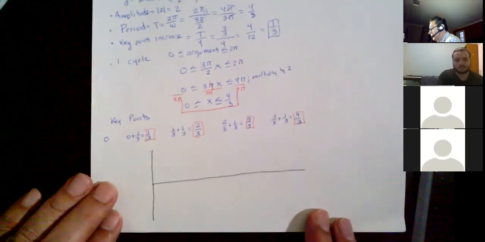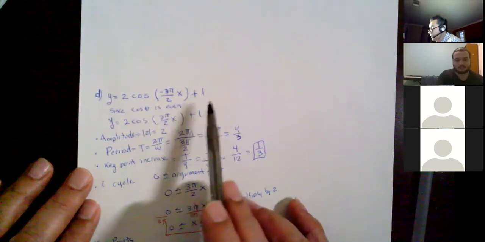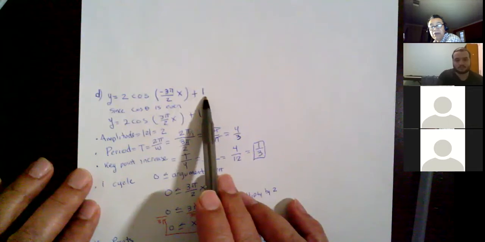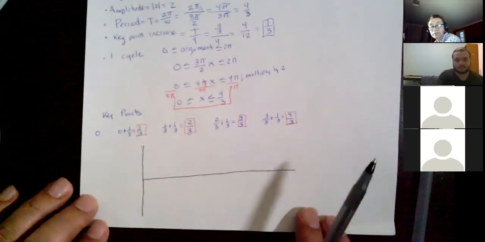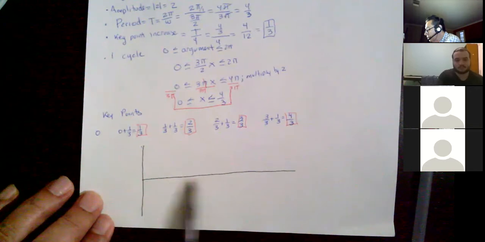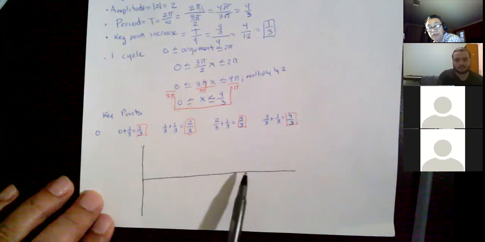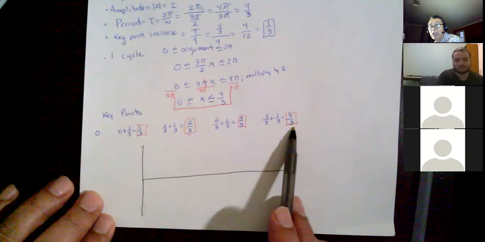All right, so notice also that here +1, this is a vertical shift, you guys. So this graph is gonna go up 1 unit right here. So first thing that I'm gonna do is scale the x-axis and write the key points. Notice 4/3 is more than 1, it's 1 and 1/3, right?